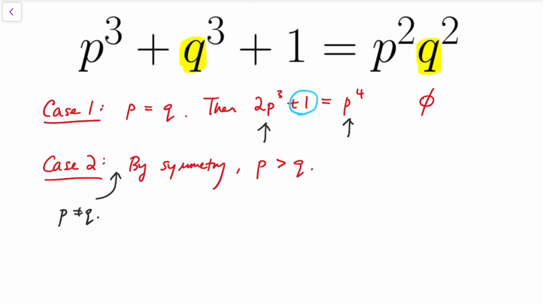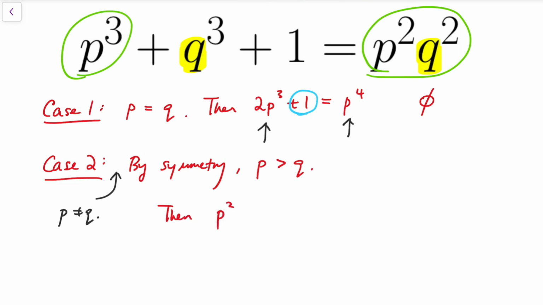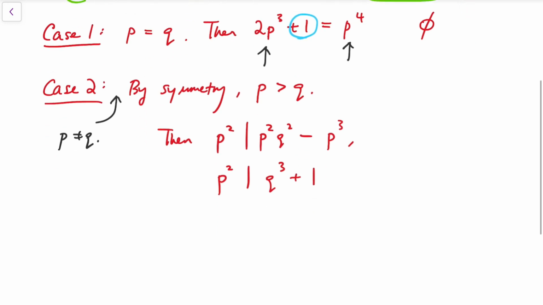At this point, we can use a similar trick like the first case, which is that p cubed and the term at the right, p squared q squared, are both multiples of p squared. So that means the term in the middle, q cubed plus 1, will also be a multiple of p squared. So p squared divides q cubed plus 1. But now p squared will also divide q plus 1 times q squared minus q plus 1. This is because we can factorize q cubed plus 1.